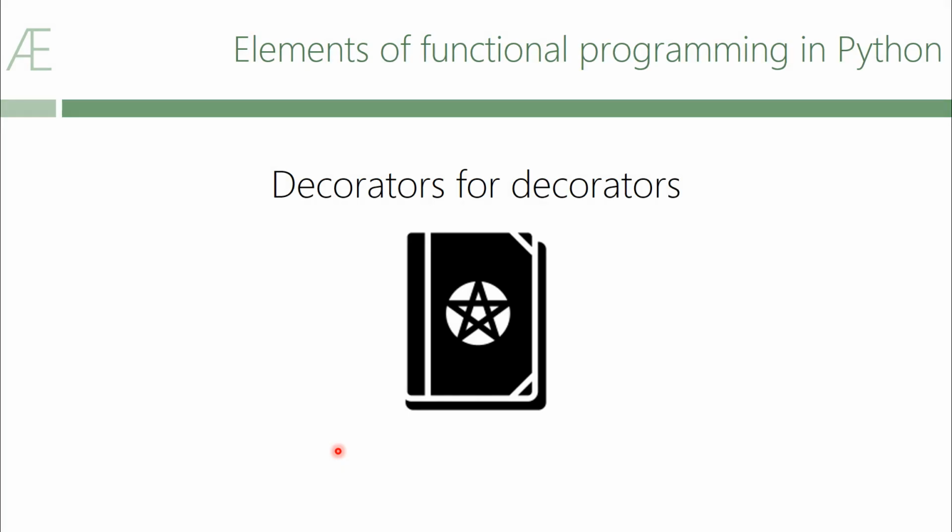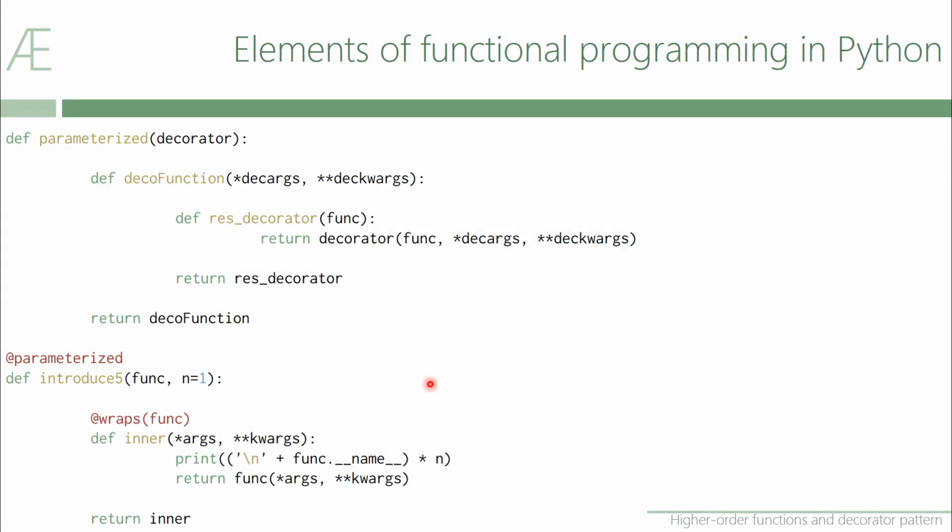Let's solve a decorator designing problem with a decorator once again. This parameterized is a decorator that takes an initial decorator to make it a decorator with parameters. So it's decorating an initial decorator. Given an initial decorator, the parameterized function returns a deco function. This deco function takes the arguments we want to pass to the initial decorator as its parameters. Given these arguments, deco function returns the resulting decorator. The @ sign operator is applied to this resulting decorator to pass it a function.